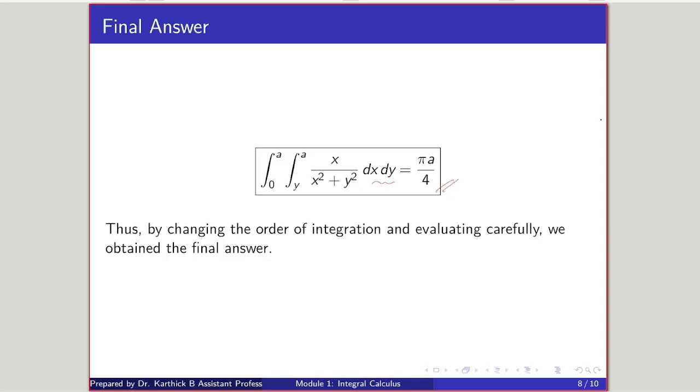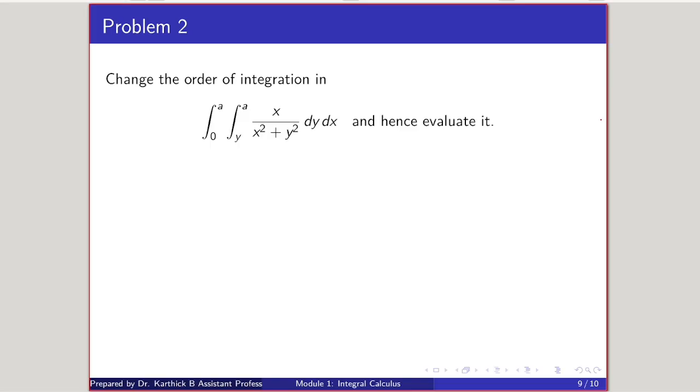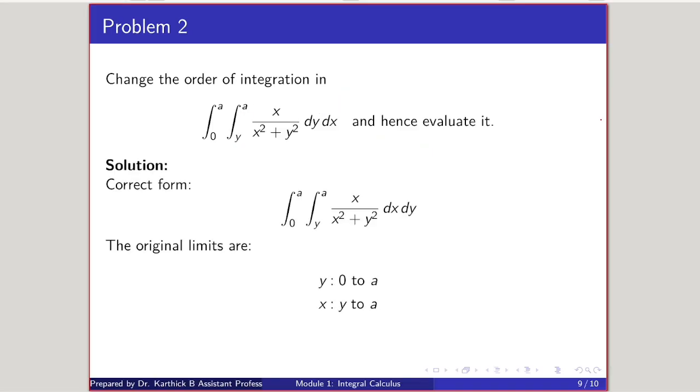So we go for the next problem. Here, if you see, it is the same as the previous problem, but the given problem has the limit of y varying from y to a. The lower limit is y and the upper limit is a. How is it possible? So the given problem is in an incorrect form. So what we want to do is change this given problem into a correct form. Then you have to take this as the given problem.